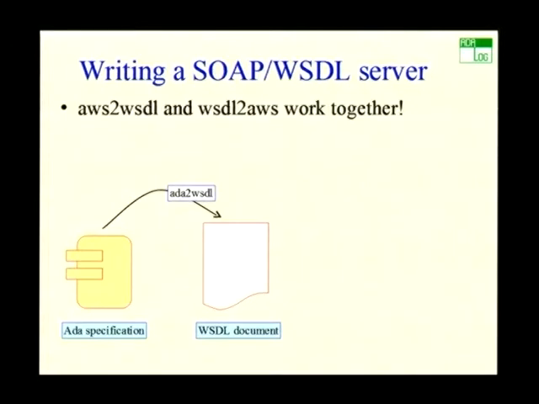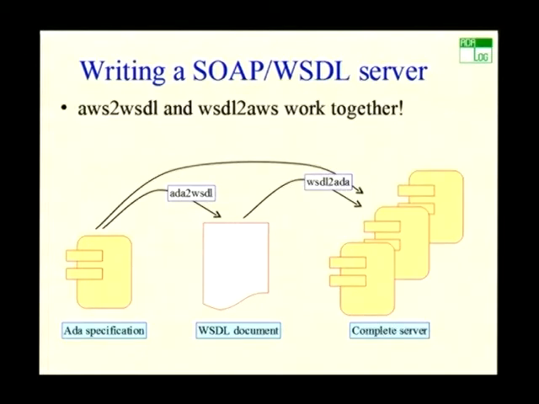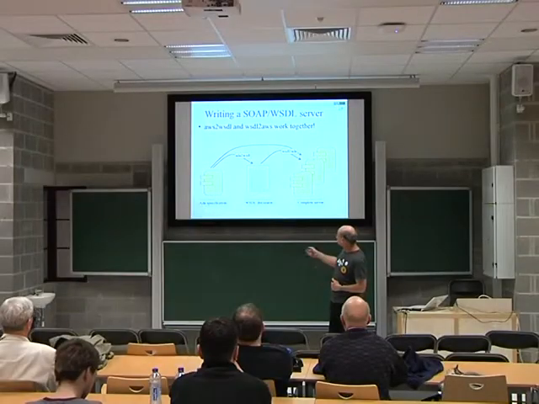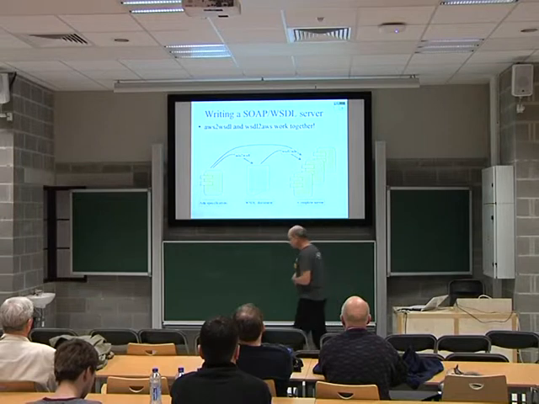And you have another tool, WSDL2Ada, that generates a skeleton for the body of the packages, implementing services as described in a WSDL document. And therefore, you just write your specification. Well, you have to beef up the bodies, of course, tell what you have to do, but everything is generated automatically, and the server is completely generated from those two tools in a row.